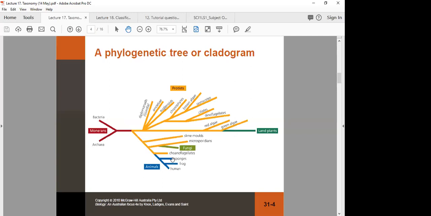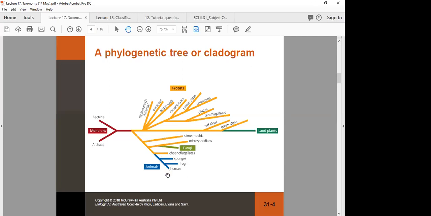Another example down here, if we look at the animal branches in blue, and only just 3 examples are shown here. The closest branch to the animals is this yellow branch. This is a group of protists called choanoflagellates. These are unicellular aquatic organisms. Our aquaculture students might be familiar with these. And they're positioned here very close to the animals because they share a lot of similarity in their gene sequences to the animals.